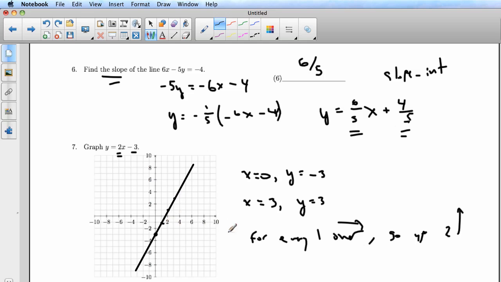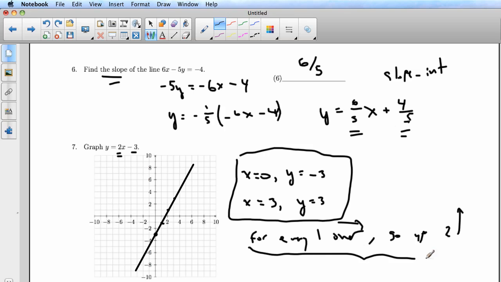So I could just follow that over 1 up 2 that I get from the slope until I've got a few points that I can then draw a straight line. So either way is fine. This is actually probably smarter, just plotting a few points and knowing the general shape. But it is good to know that this is how slope can be interpreted graphically.